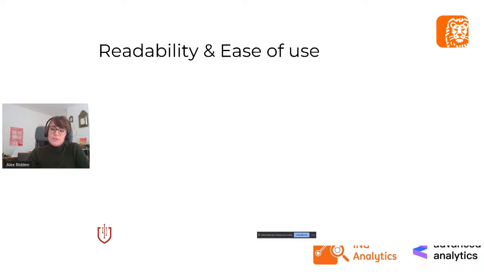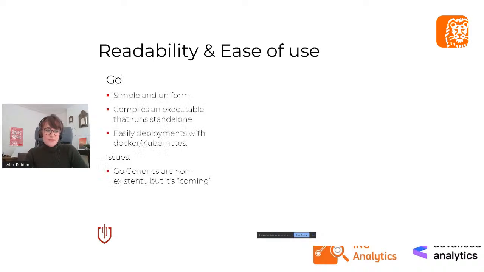Okay, readability and ease of use. It's difficult for me to really say much negative about any of these languages when it comes to readability and ease of use, but there are some quirks. So Go aims to be simple and uniform. I found it particularly easy to pick up. It compiles into one single executable that runs standalone, and even packages go inside itself. It makes it really easy to deploy on Docker or Kubernetes.